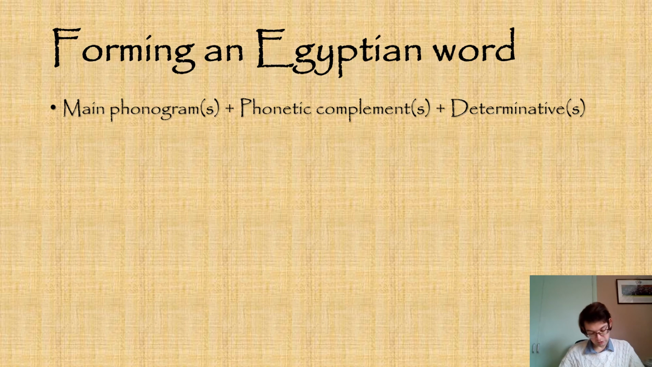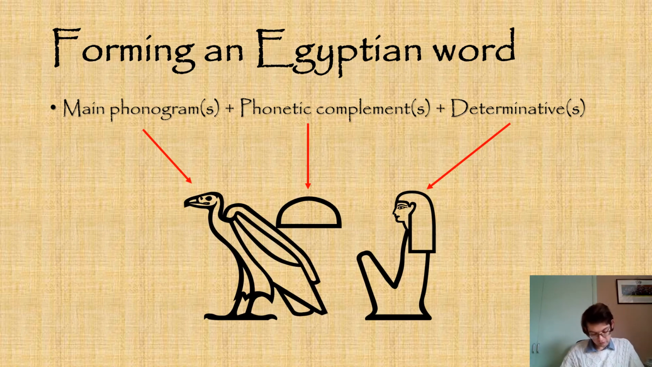When you see new Egyptian words, try to divide them up into these different components to help you figure out what's going on. So, for instance, if we apply this formula to the full writing moot, we can clearly see our main phonogram, the triliteral, the phonetic complement behind it, and the determinative of a woman at the end. Together, these three signs, all doing slightly different things, make up the whole word.